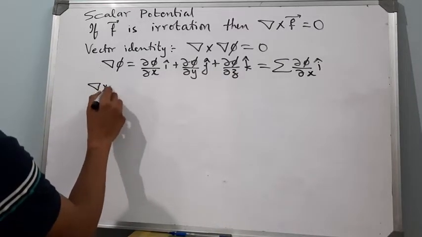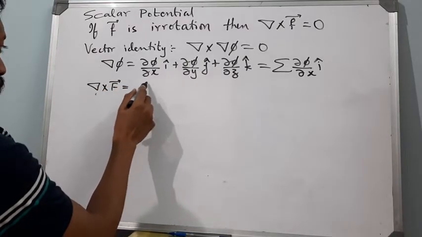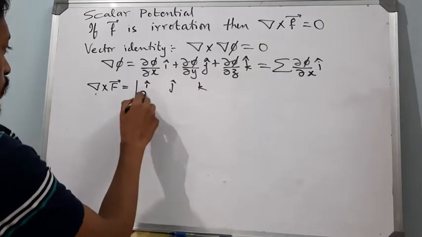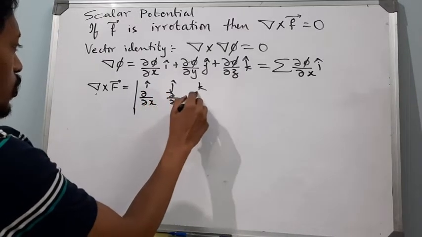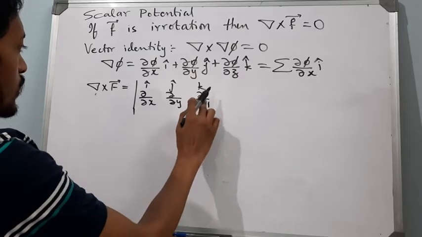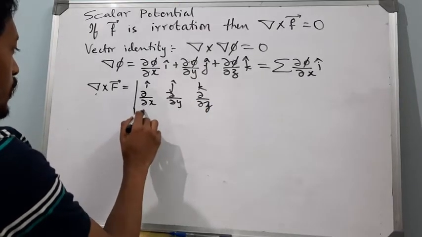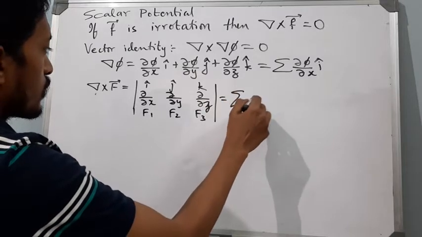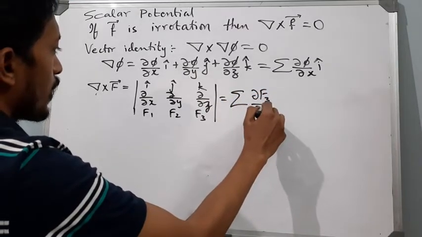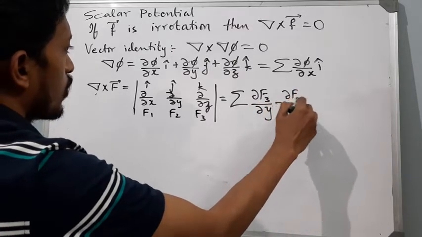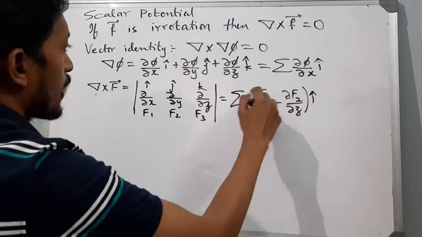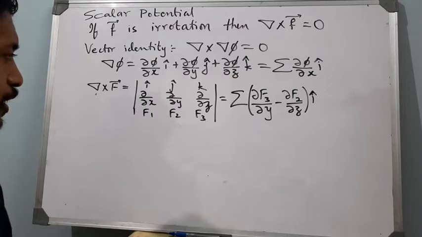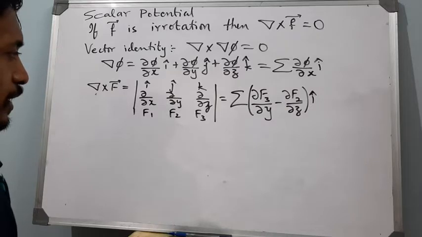Now curl of F is the determinant with i j k, dou by dou x, dou by dou y, dou by dou z, and f1, f2, f3, which is summation dou f3 by dou y minus dou f2 by dou z i cap. The remaining terms of the curl can be obtained by cyclic change of f1, f2, f3, i, j, k, x, y, z in the same order.